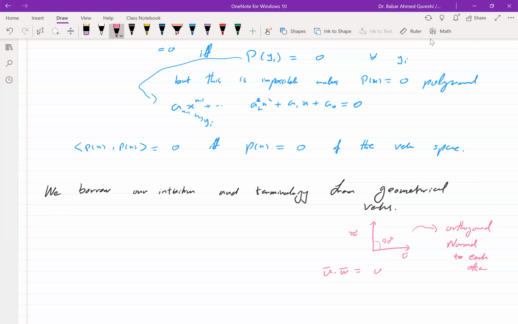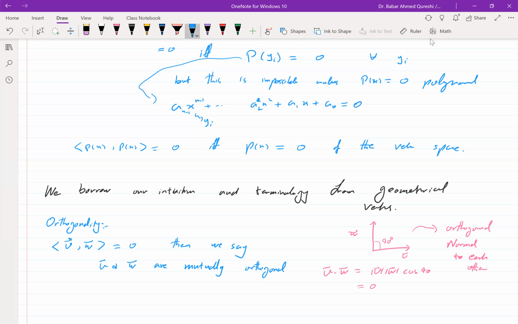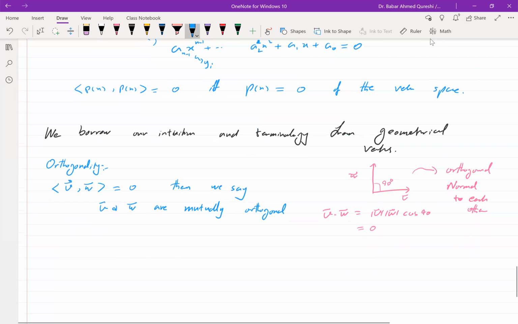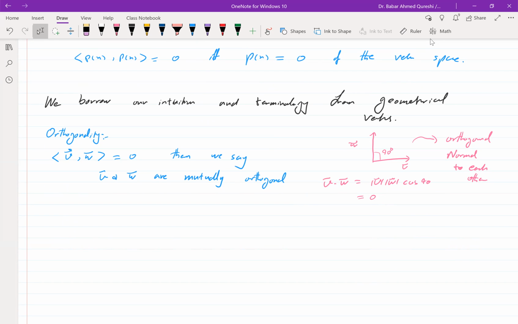But then the scalar product, using the formula for the scalar product of geometric vectors, is 0. So I'm just going to borrow it and define orthogonality. It's just giving a name to a special case: if the scalar product between two different vectors is equal to 0, then we say V and W are mutually orthogonal. It's not their own property, it's a property relative to each other. They may not be orthogonal to other vectors. So it's kind of like there's a 90-degree angle between them, although these objects could be some very different beasts.